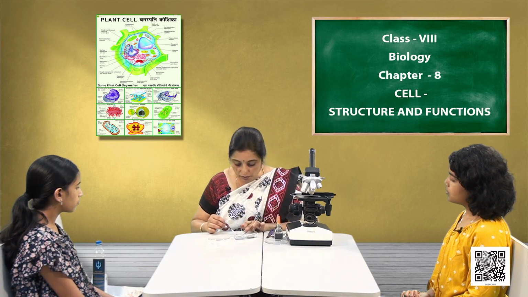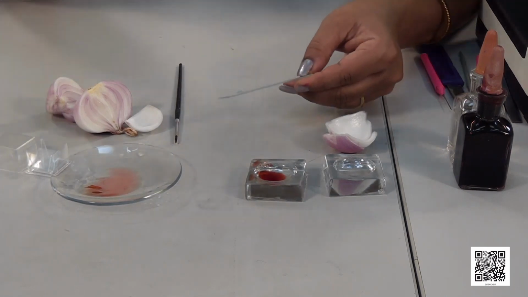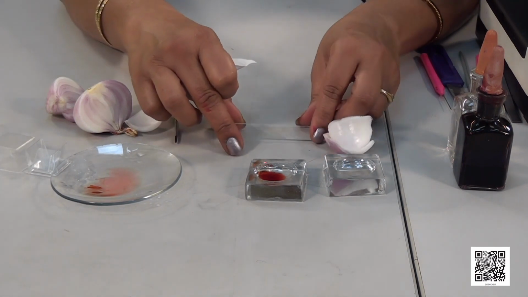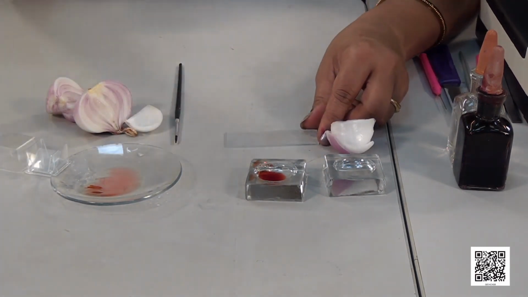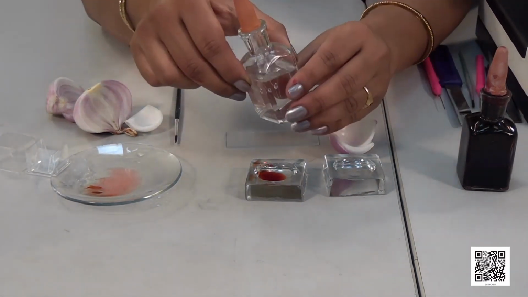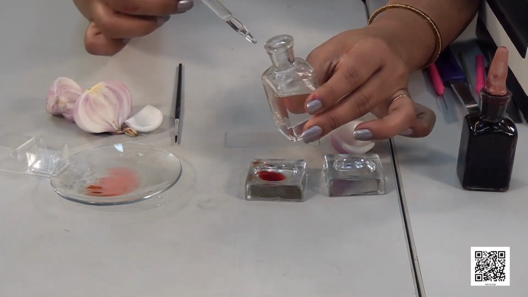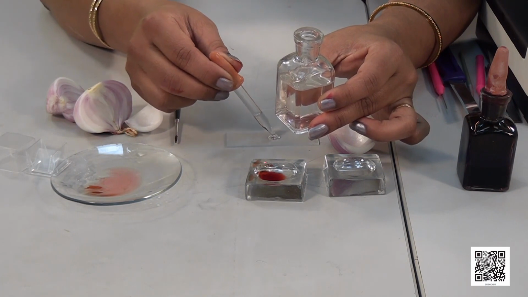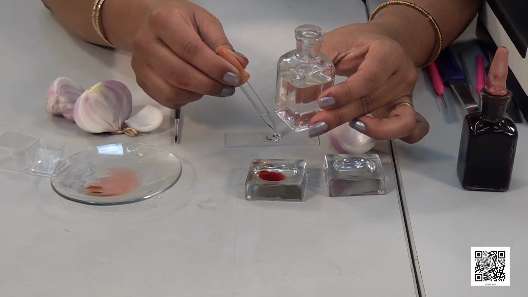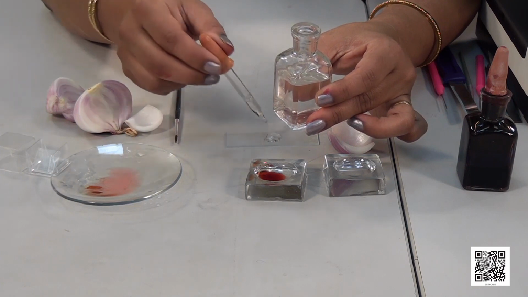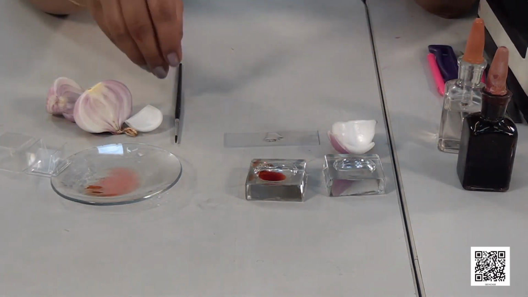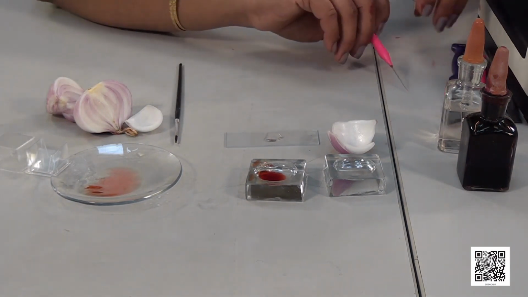Again, one more wash in water so that the excess stain is getting drained. So now I am going to finally mount this peel in a drop of glycerine. Glycerin prevents the drying up of specimen and also helps in getting a clear picture under microscopic lens.